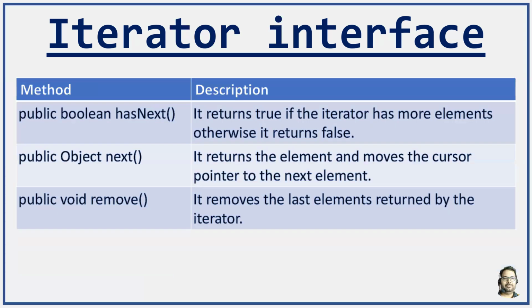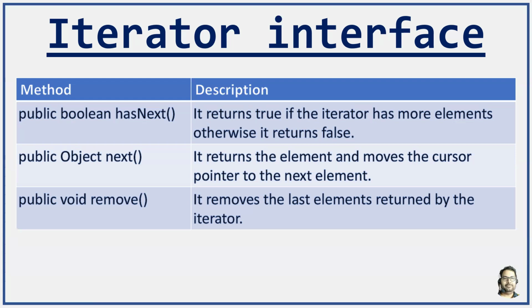Now, what is the Iterator interface? This Iterator interface contains three methods so that you can iterate over every element of your collection. The iterator method returns an instance of an Iterator. The first method is hasNext, and it returns a boolean. Its purpose is that it returns true if the iterator has more elements, otherwise it returns false.